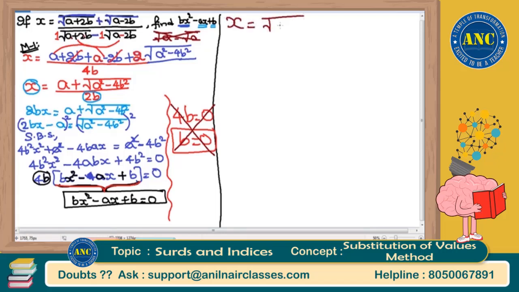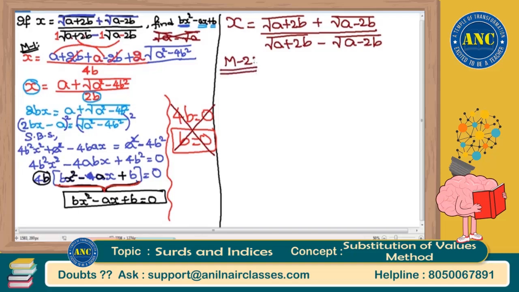X is equal to root of a plus 2b plus root of a minus 2b, divided by root of a plus 2b minus root of a minus 2b. Now listen carefully. This is the condition which is given.